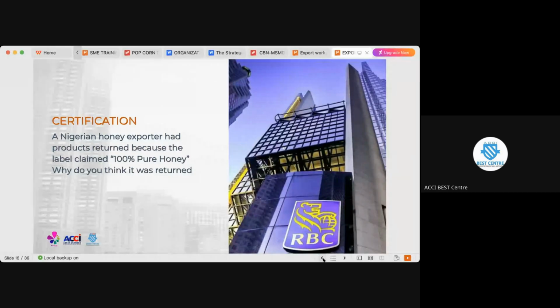So this is just a question, and I need a quick response in our chat box. A Nigerian honey exporter had products returned because the label claimed 100% pure honey. Why do you think it was returned? Anyone, one or two people, even if you want to unmute and just talk, it's fine, in 30 seconds. Why do you think this product was rejected because they wrote 100% pure honey? Anyone?